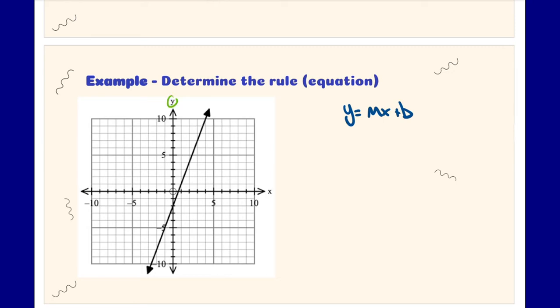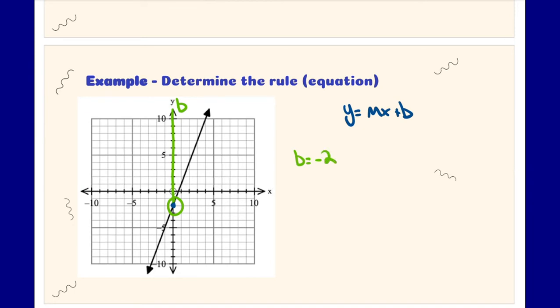We see our y-axis here, the vertical axis, and we're just going to draw a line down until we touch our line. So you see the line crosses that y-axis right there. That's our b value. In this case, our b value is -2.